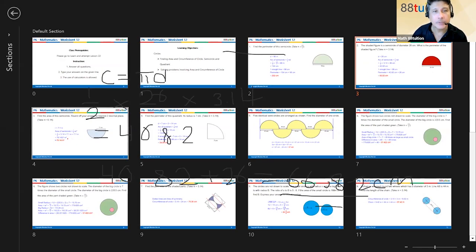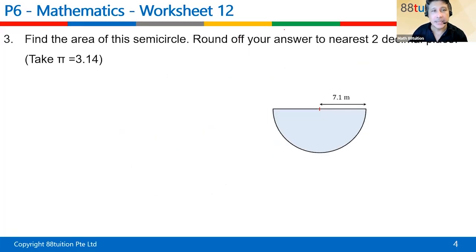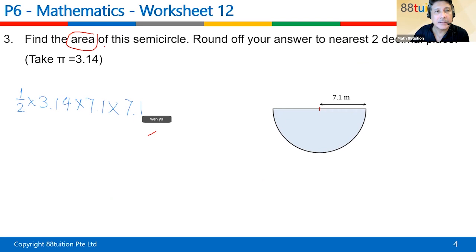So let's move on to question 3. Okay, so when you, yeah, you can move on to question 3. This time, read the question carefully. We are no longer solving for perimeter. We are solving for area. So area uses a different formula altogether. Area for a whole circle is actually pi r squared. That is a whole circle.